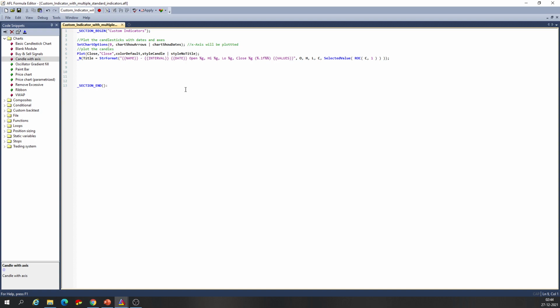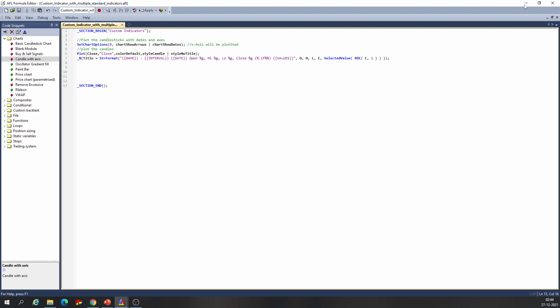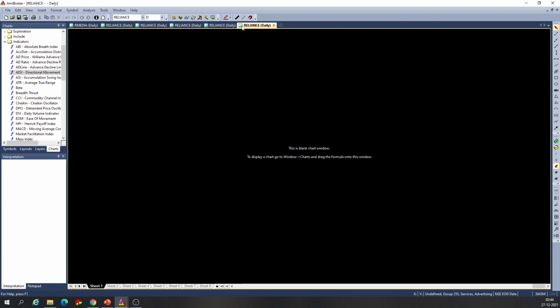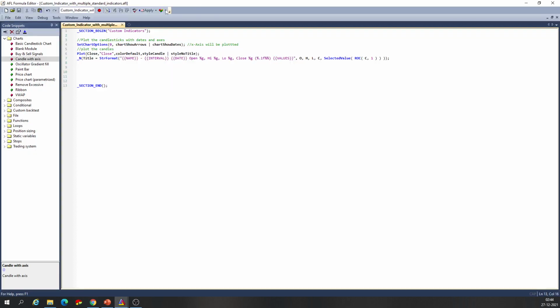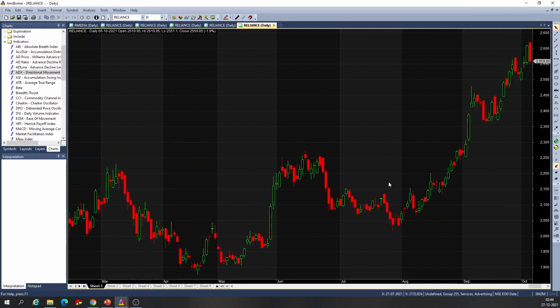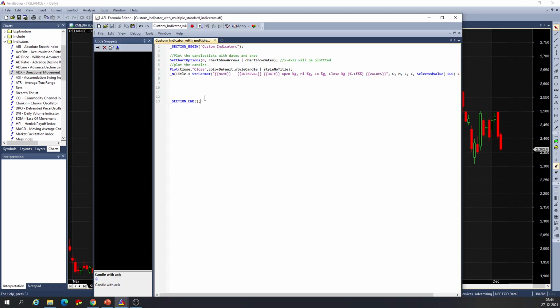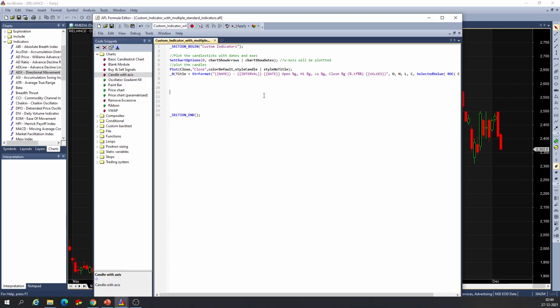So we will try to save this and have the apply. Okay, so I have made a mistake here. All right, so now say apply, and here we have the chart. So this is a chart which is plotting the Reliance daily candles. Okay, so let's proceed. So now the first step would be for us to basically get our user inputs.